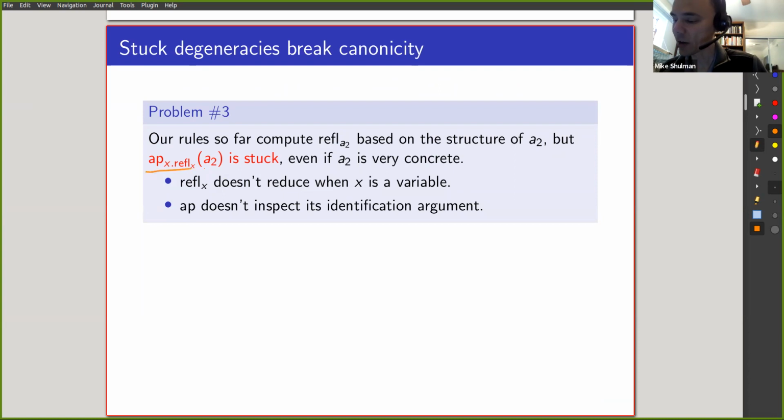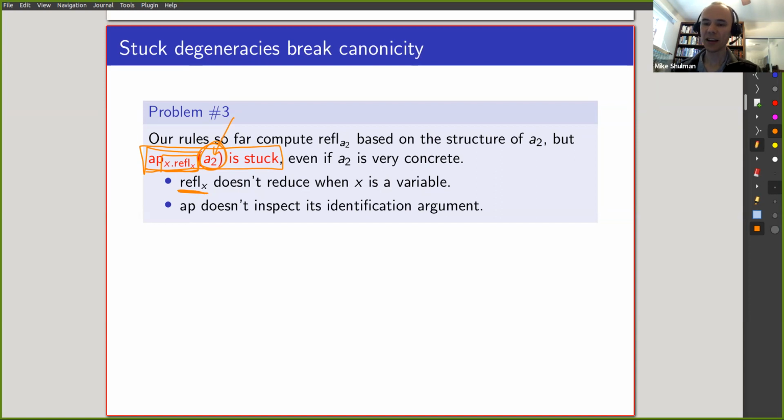This degenerate square on one side is a stuck term. We can't compute with it because I told you that refl on a variable doesn't compute. And now here in the subscript, we have refl on a variable, but I can't do anything else with it because that variable is immediately bound. And I don't have any rule for computing app on a refl. What I'd like to say is that it should compute based on the structure of A2, just like refl A2 does, like the other degenerate one does. But our rules for app don't inspect the identification argument. App only computes based on its subscript, its bound term. So with the rules we've given so far, this is a stuck term.